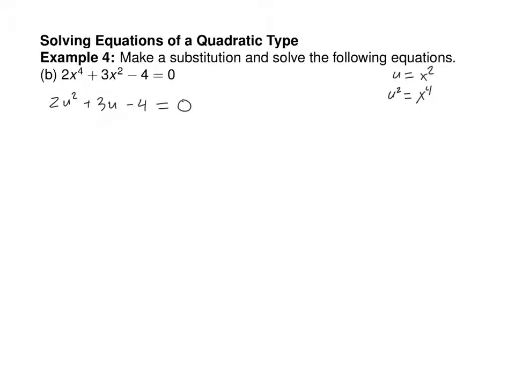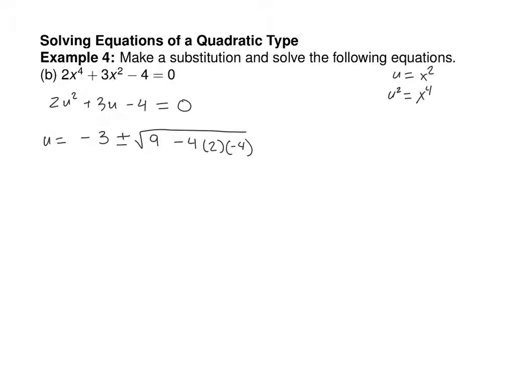Does this one factor? I don't think so. You try that trick where you multiply the 2 and -4 and you get -8, right? Do any factors of -8 add to 3? No, okay. So now solve using the quadratic formula. You're going to have u equals negative b, so -3, plus or minus the square root of b squared, which is 9, minus 32, 4 times 2 times -4.